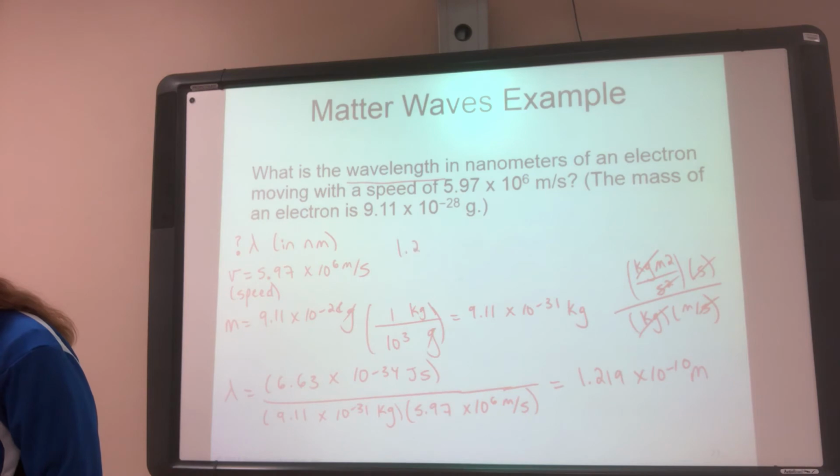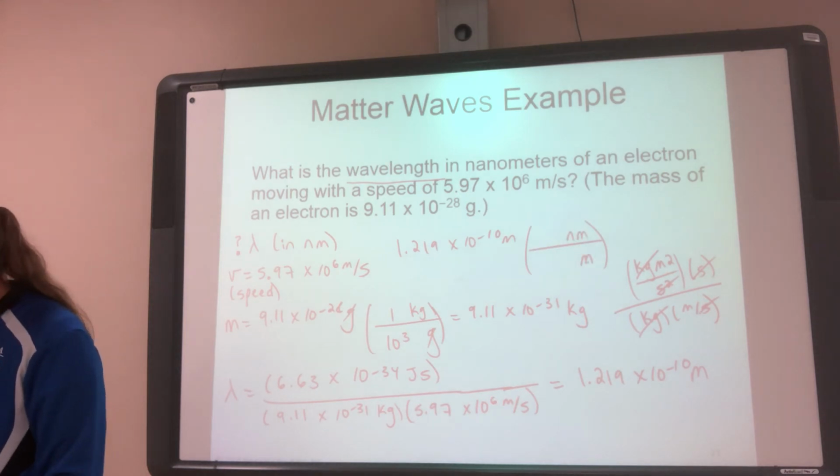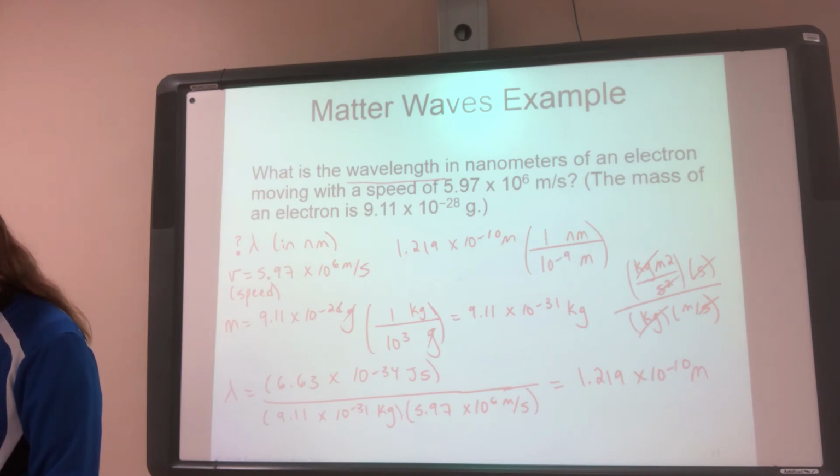So 1.219 times 10 to the negative 10 meters. I don't want meters, I want nanometers. So meters go on the bottom, nano on top. Nano stands for 10 to the negative 9, so it goes on the opposite side. Meters cancel, and I get 0.122 nanometers.